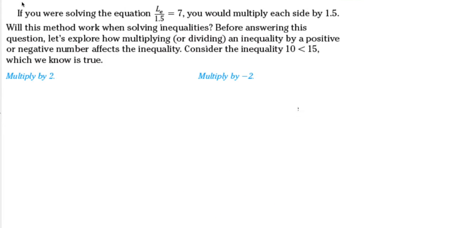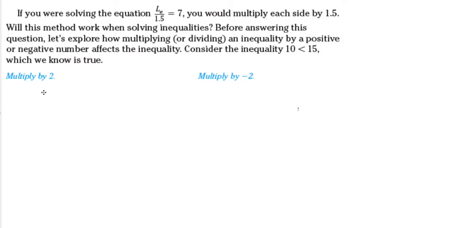If you were solving the equation L sub E over 1.5 equals 7, you would multiply each side by 1.5. You know this using the multiplication and division properties of equalities. Will this method work when solving inequalities? Before answering, let's explore how multiplying or dividing an inequality by a positive or a negative number affects it. Let's consider the inequality 10 is less than 15, which we know is true.